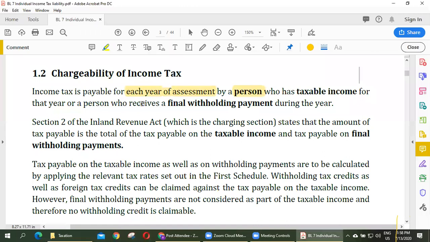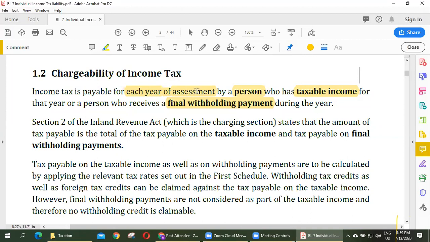Income tax is payable for every year of assessment by a person who has taxable income, not from all income, right? He should pay income tax on taxable income. There are two types of income: taxable income and non-taxable income, right? For that year, or a person who receives a final withholding payment during the year, right? So there are important terminologies. Year of assessment.